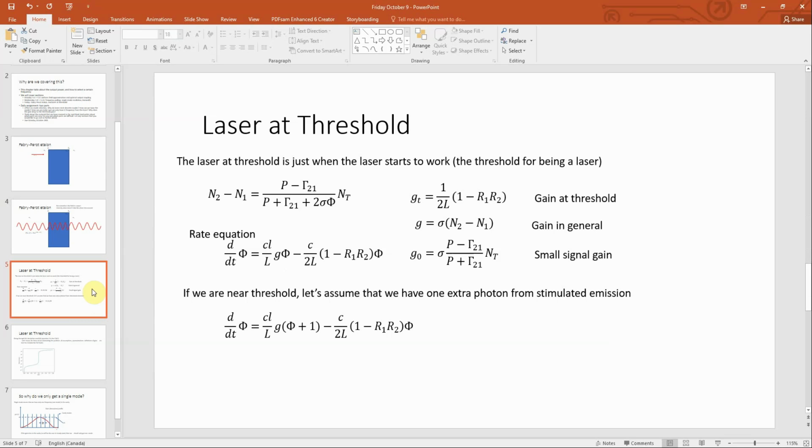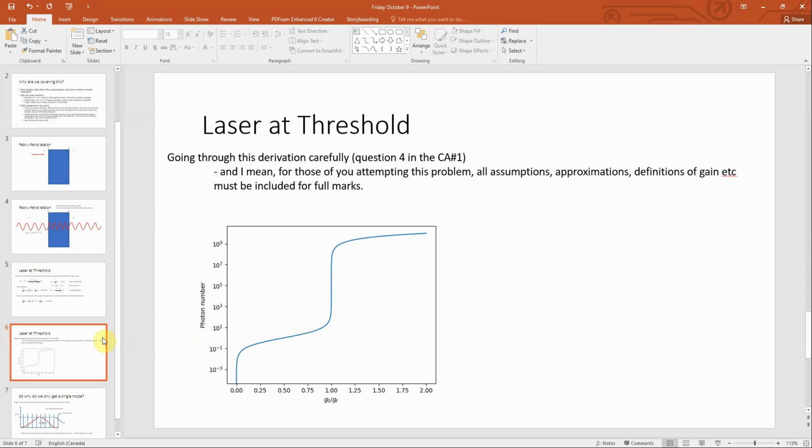So threshold, of course, means just when we're at the threshold of this laser starting to work, just when it's at the threshold for being a laser. But we want to actually quantify what this is. So I'll be going through the derivation in class. We'll be using this photon rate equation. The textbook makes some variations on this, and so we'll discuss those as well. But what you get out is this plot here that is reproducing figure 5.22, which is also a question from the cumulative assignment.